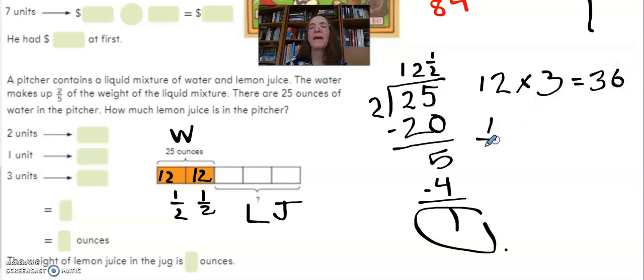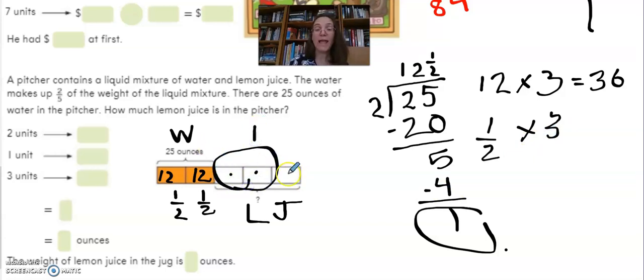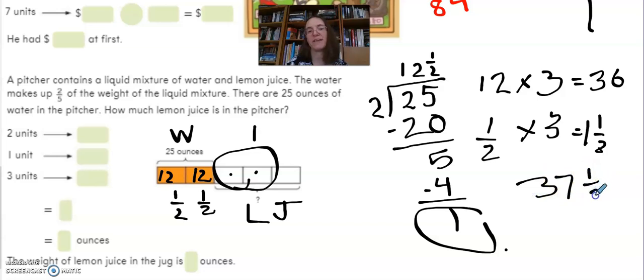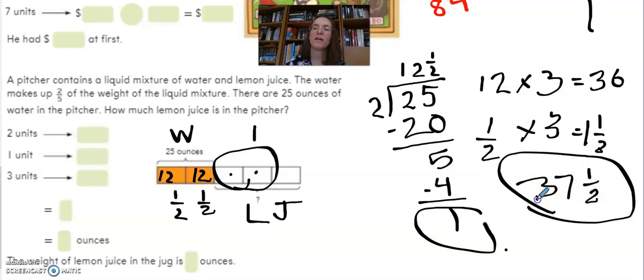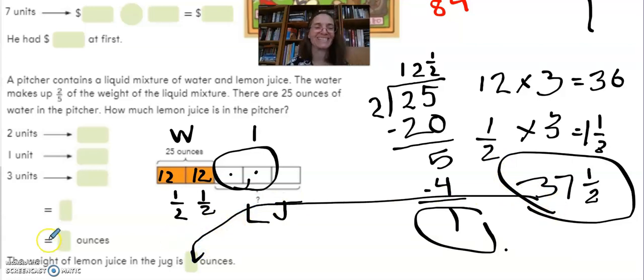But now I've got to do 1/2 times 3. And to think about this, I'm going to say, well, if I have this 1/2 and this 1/2, if I put them together, they'll make 1 and 1/2 right here. So I'm going to take 36 and add 1 and 1/2 to the 36. And 36 plus 1 is 37, and 37 plus 1/2 is 37 and 1/2. And if I took this number and wrote it into this little tiny box, I would have my whole sentence. The weight of lemon juice in the jug is 37 and 1/2 ounces.